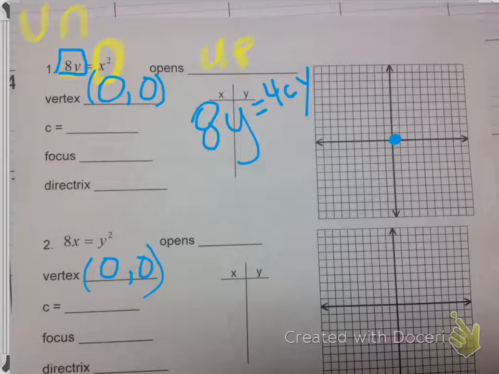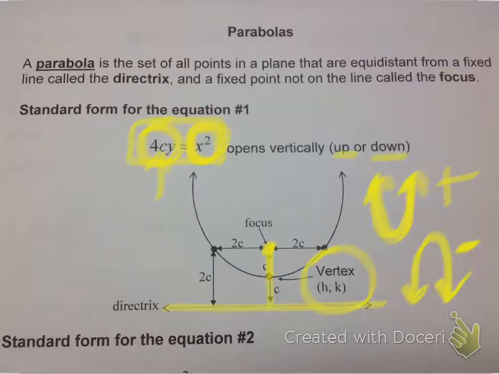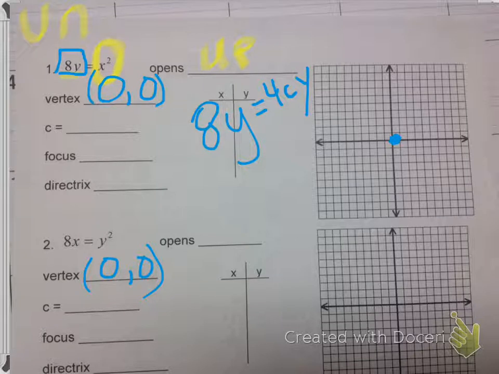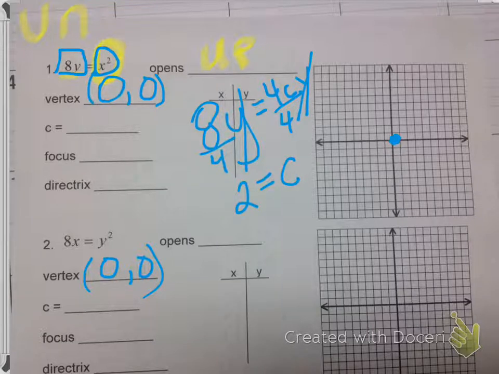Let me go back and show you why that's true. When we have x squared, it's equal to 4cy. Now I'm going to go back forward to that same example. X squared is equal to 4cy, but in our case the 4cy is 8y. And we can actually just drop the y off. So we have 8 equals 4c. So if you divide by 4, then your c is just 2. So c is 2. Okay? I'm going to erase this because I need the space.